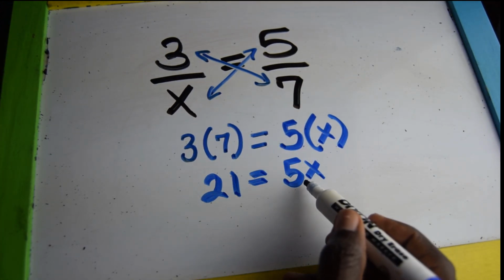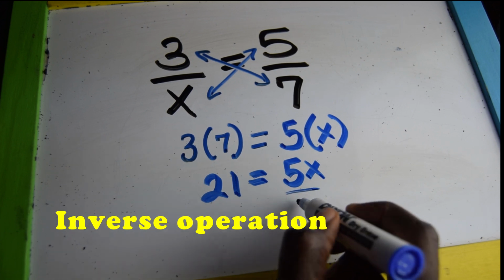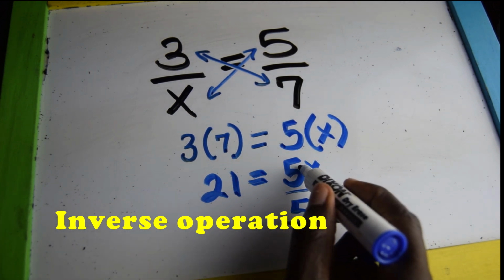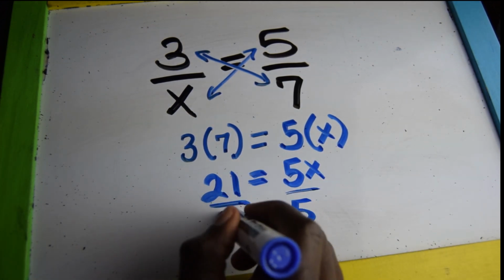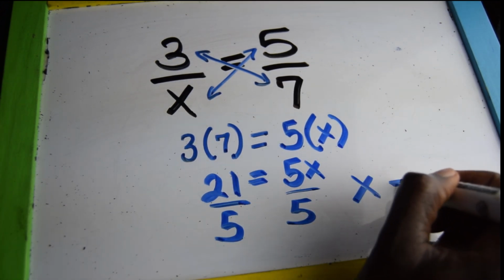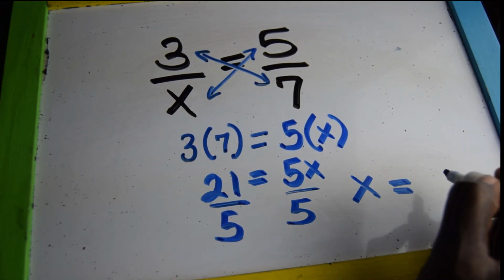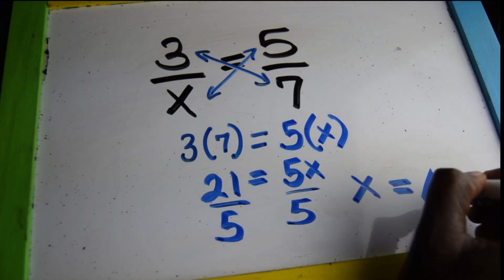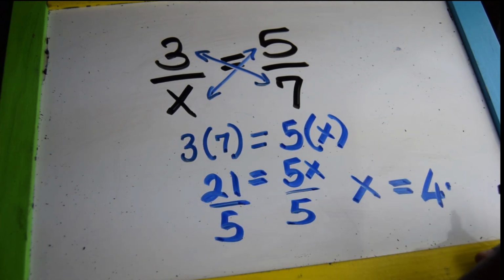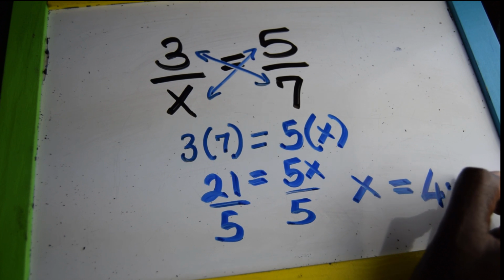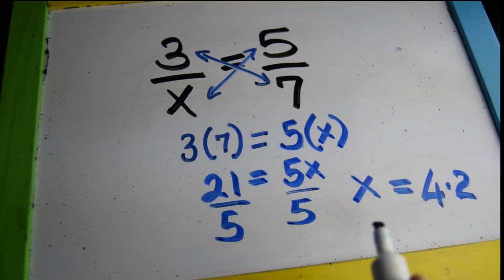Now, how do you get x by itself? Isolate it by dividing this side by 5, because it's 5 times x, then you divide both sides by 5. So x is equal to 21 divided by 5, which is 4.2. 4 times 5 is 20, remainder 1, so 4.2. So with this, I think you're ready to look at problems involving proportions.